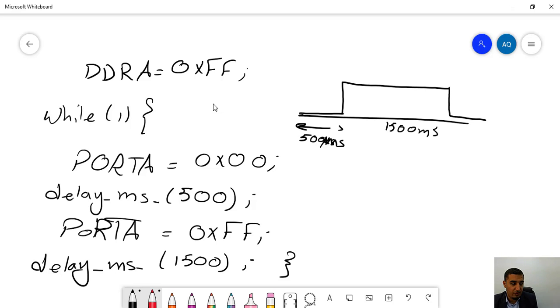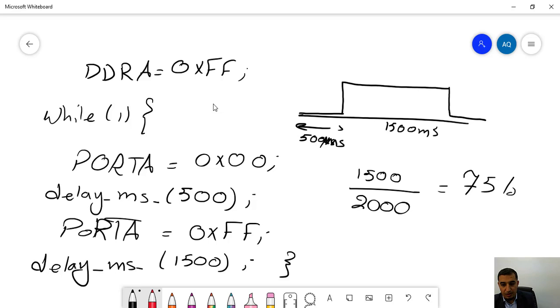What is the duty cycle for this signal? It is 1500 divided by 2000, which is 75%. Okay, the duty cycle is 75%. Now I can do that, and you can do that. I know you can do it because you have done it before, during the lab.